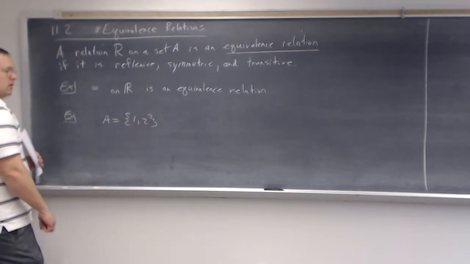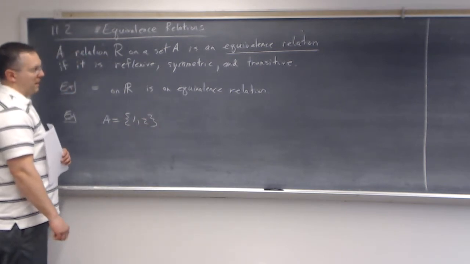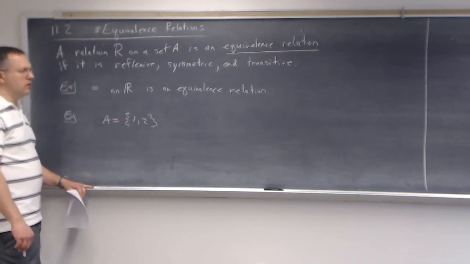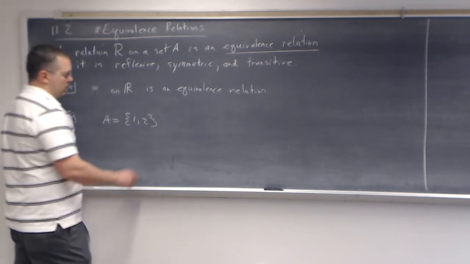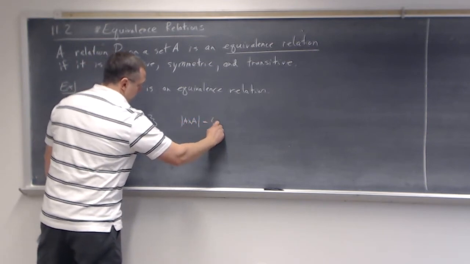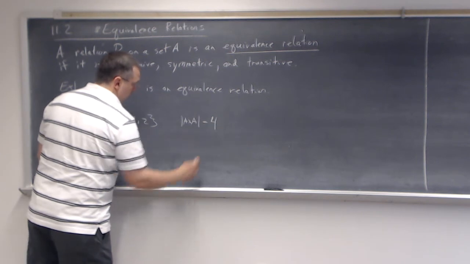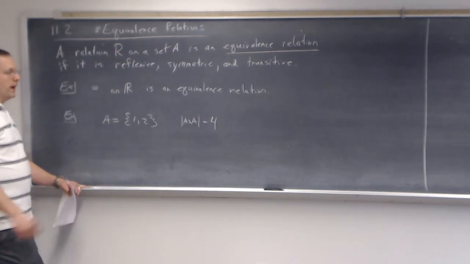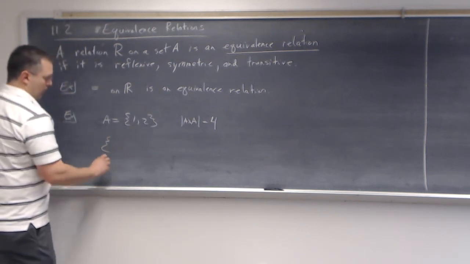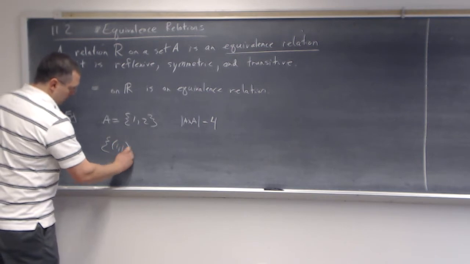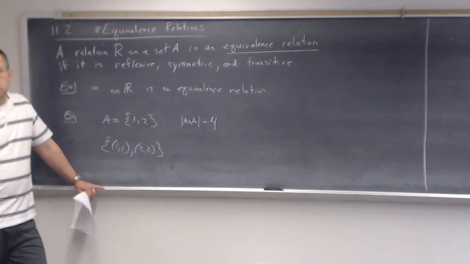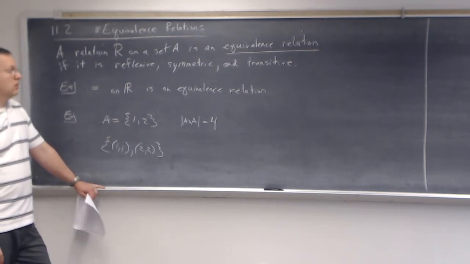If A is the set containing the numbers 1 and 2, then how big is A cross A? How many elements are in A cross A? 4. So there are four pairs in A cross A. Any subset of A cross A is a relation. The relation {(1,1), (2,2)} is an equivalence relation on A.